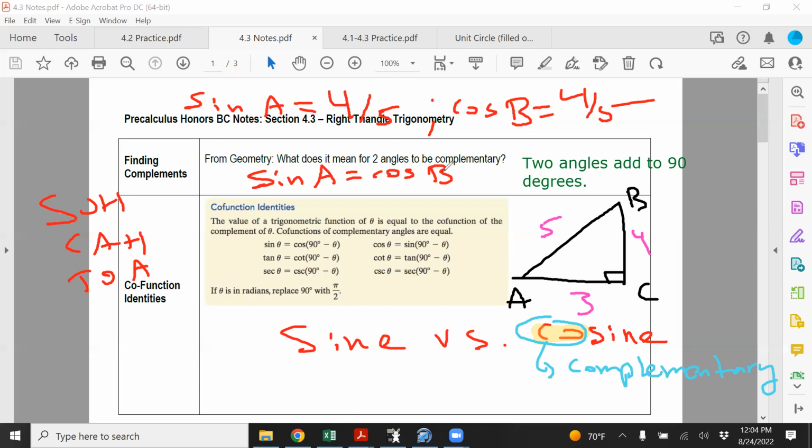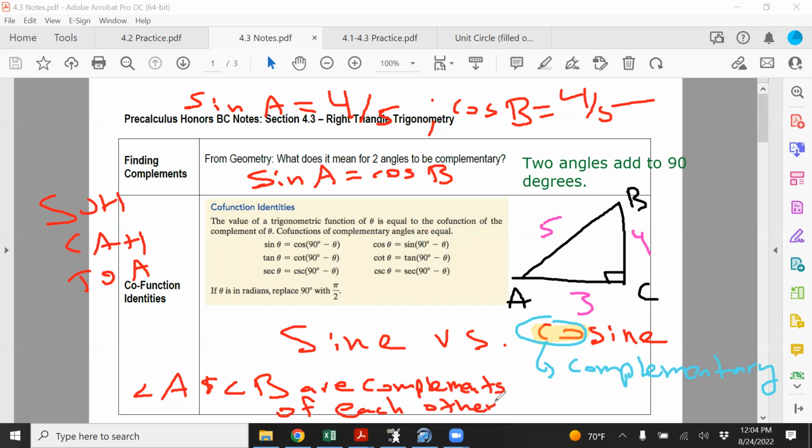Now let's ask ourselves the next question. How are angle A and B related? What do they add up to? 90. They have to, right? Because if one angle is 90, how much do you have left for the other two angles? 90, right? So angle A and angle B are complements of each other, because they add to 90. That's why cosine is considered the complement of sine.